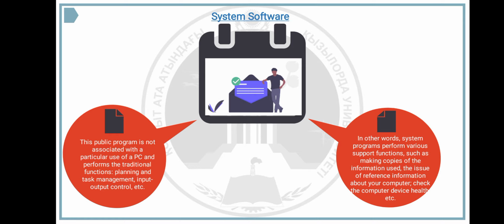System software is a public program not associated with a particular use of a PC, and performs the traditional functions: planning and task management, input-output controls. In other words, system software programs perform various support functions, such as making copies of information used, issuing reference information about your computer, and checking the computer device health.